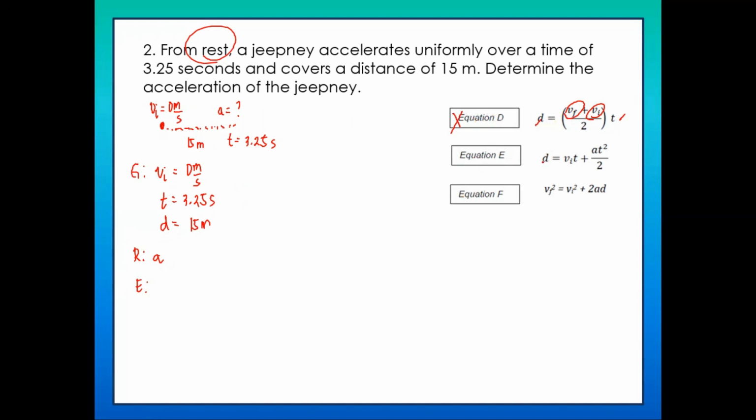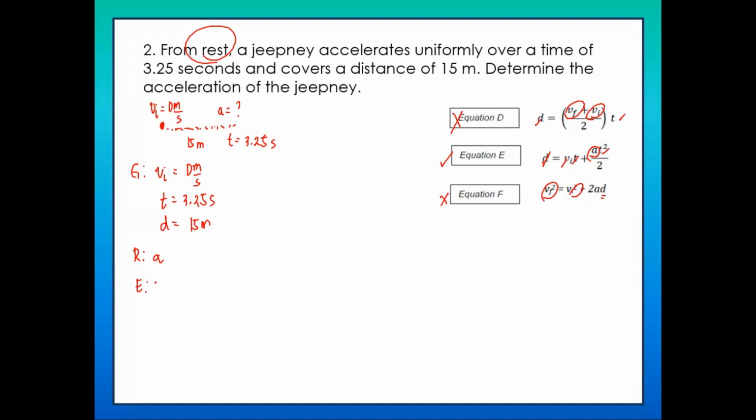So, may D tayong value, may V sub I tayo, may T tayo, at hinahanap natin si A. Check, no? Pasok. Yung F, bakit hindi? Wala tayong V sub F. Though hinahanap natin si A, may D naman tayo, right? So, V sub I meron. So, we cannot use this kasi wala naman tayong value for V sub F. Okay? Sana nasusundan. Ganyan din how you will solve problems na ibibigay ni Sir for your activity. So, assess the given and the required. Compare it to your equations D, E, F para malaman nyo kung anong dapat gamitin na equations.